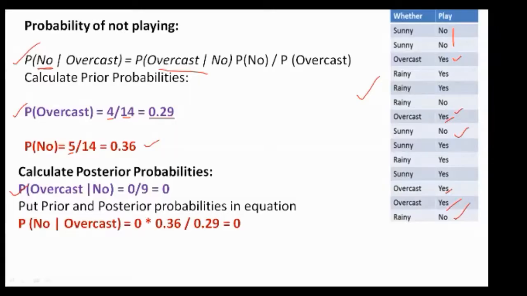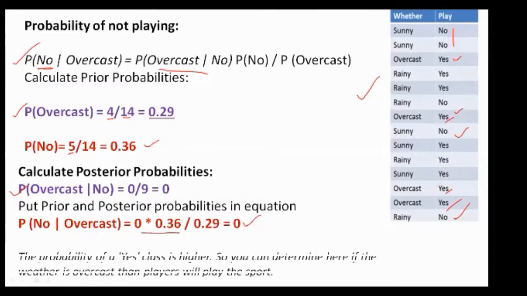Now put these values in this formula. So 0 multiplied by 0.36 divided by 2.29. So the final answer is 0. So here the probability is 0. Just by observing also, we can say that the probability of no is 0 because there is no row related to overcast which gives the output no.